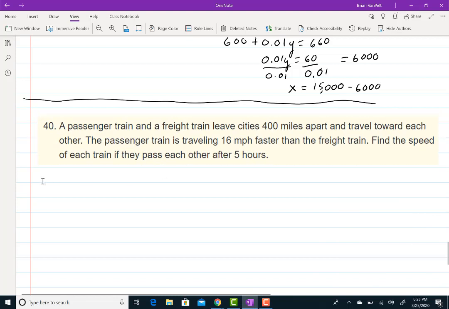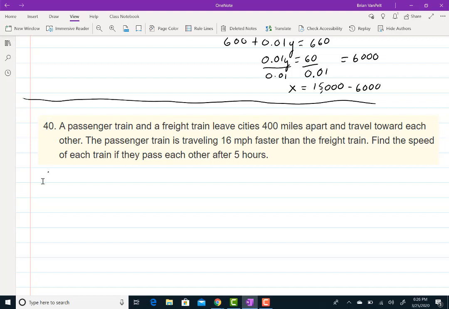And let's see what we have. We have two types of trains, a freight train and a passenger train, 400 miles apart, traveling toward each other. And we know the passenger train is traveling 16 miles per hour faster than the freight train. So find the speed of each.